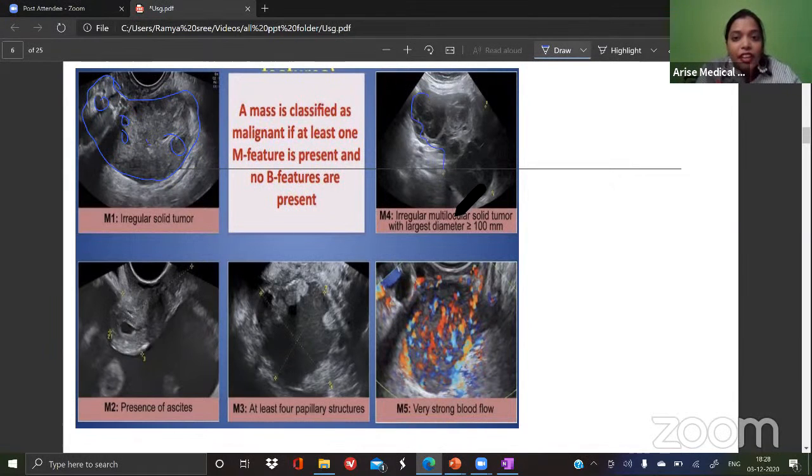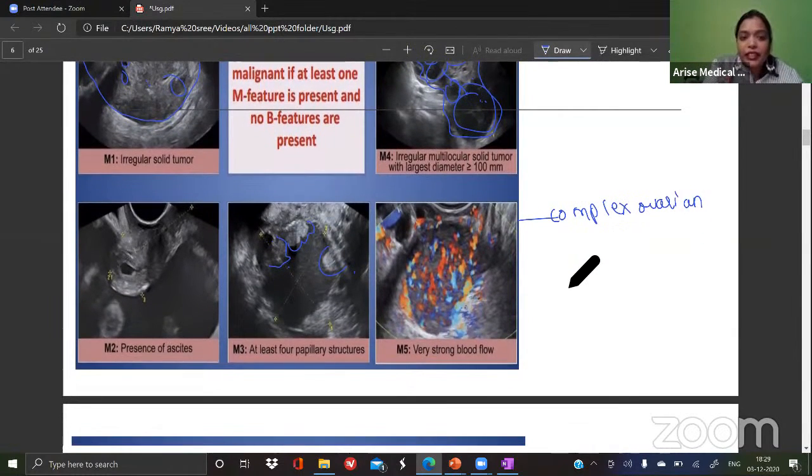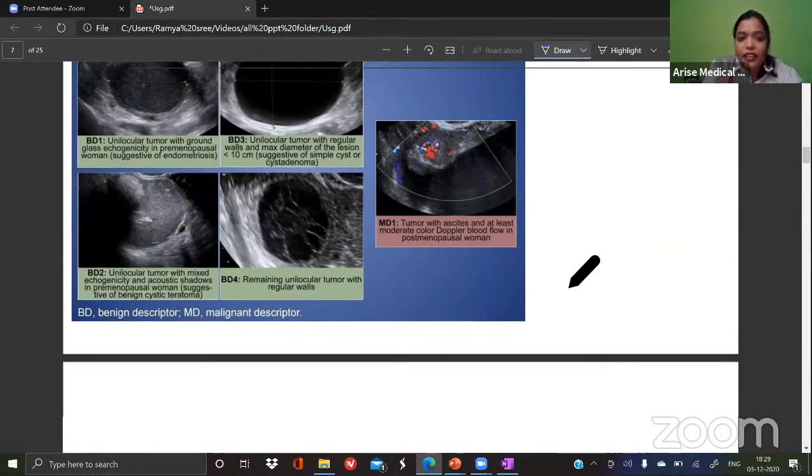See here also, irregular. Solid area, thick septum, multiple cysts. These are surface papillary excrescences. This is the increased vascularity, strong blood flow you have. This is a complex ovarian cyst. Probably an ovarian malignancy.